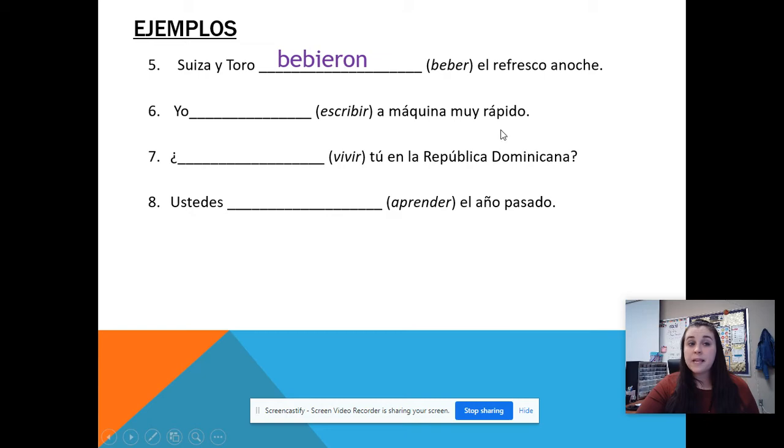Número 6, yo escribir a máquina muy rápido. That means I wrote by machine, or I typed very fast. So for yo form, I use an I accent again. Yo escribí. Número 7, vivir tú en la República Dominicana. Did you live in the Dominican Republic? For the tú form, we use an iste, so we have viviste. And then número 8, ustedes aprender el año pasado. You all learned last year. We're going to use for ustedes, ieron, I-E-R-O-N, so we have aprendieron.